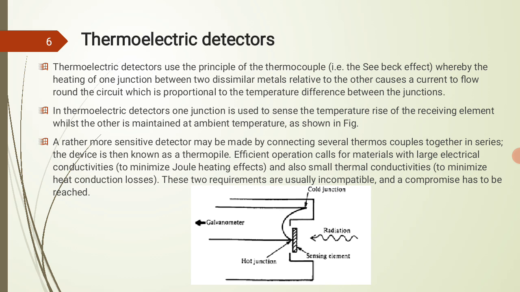A rather more sensitive detector may be made by connecting several thermocouples together in series. The device is then known as a thermopile. Efficient operation calls for materials with large electrical conductivity and also small thermal conductivity. These two requirements are usually incompatible, and a compromise has to be reached.